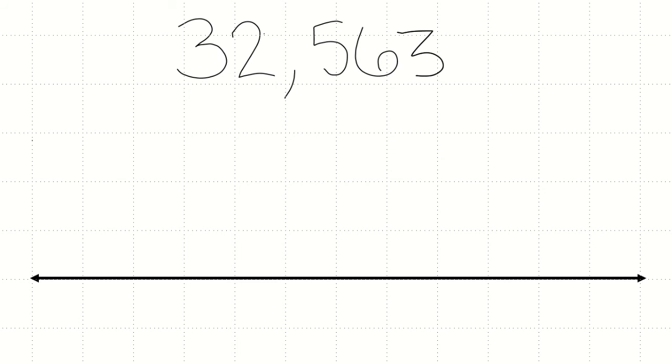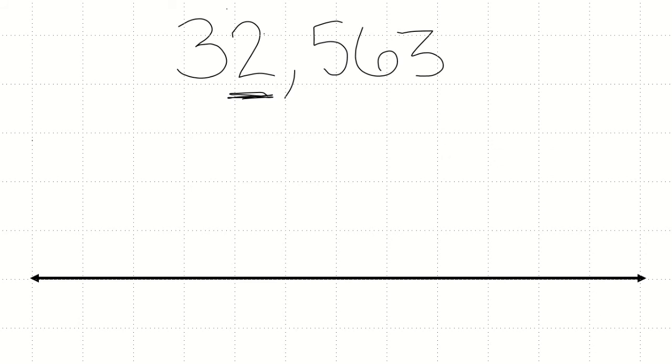Now, what if we're given an even larger number? Let's see if the rules still apply. So this time, I'm going to go up to the 10,000s place. So I'm going to take, let's say, 32,563. And I want to round to the nearest 1,000. I'm going to underline or mark my thousands place. That's a really great way to make sure I'm paying attention.